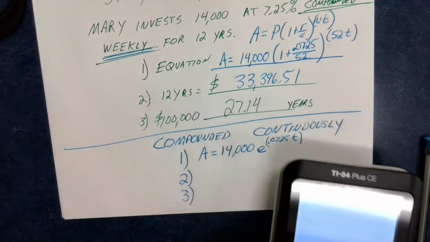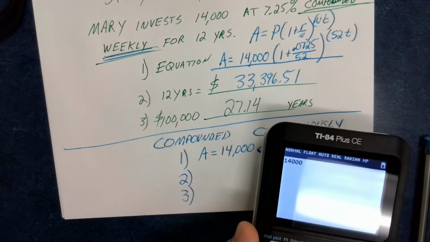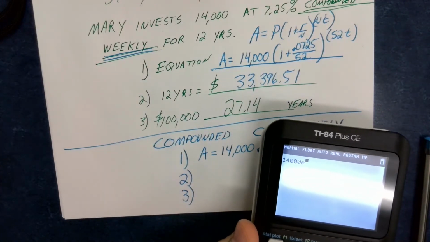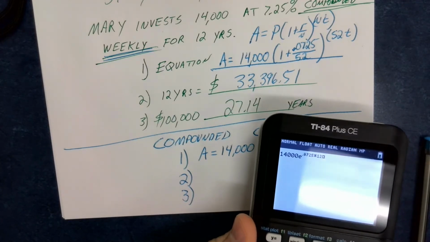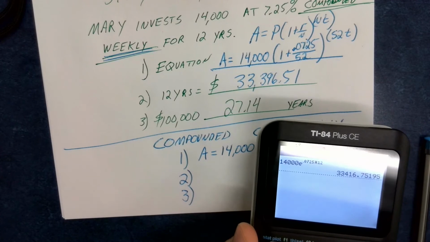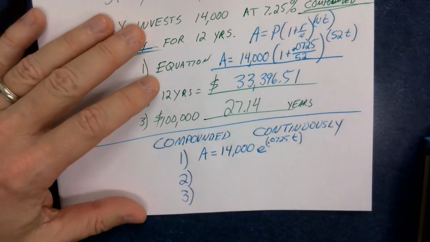So I go here, 14,000 E to the 0.0725 times 12 years. I get $33,416.75.